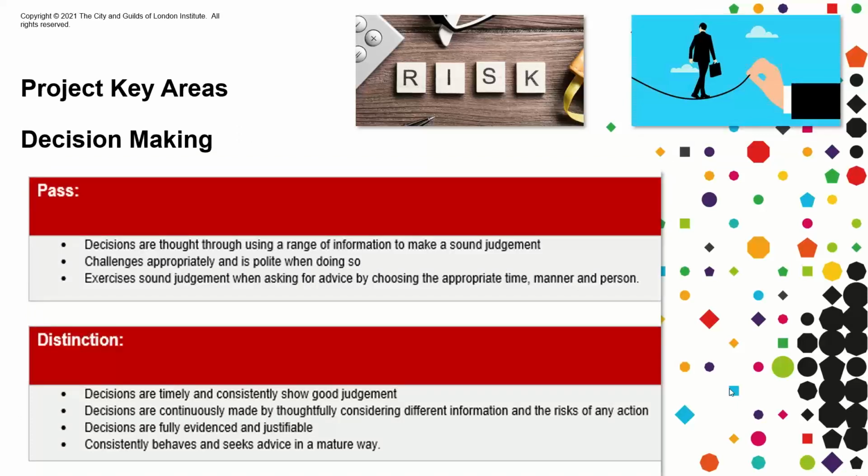Okay, so now let's look at decision making. It's important that apprentices talk in detail and give examples of how they have reached the key decisions in the project and its planning. Even at pass level, a range of information needs to be considered. Challenging others can refer to how they have put forward ideas and overcome objections. It's important to note that at distinction level, apprentices must consider the risks of the decisions they make, and often this is an area that apprentices miss.